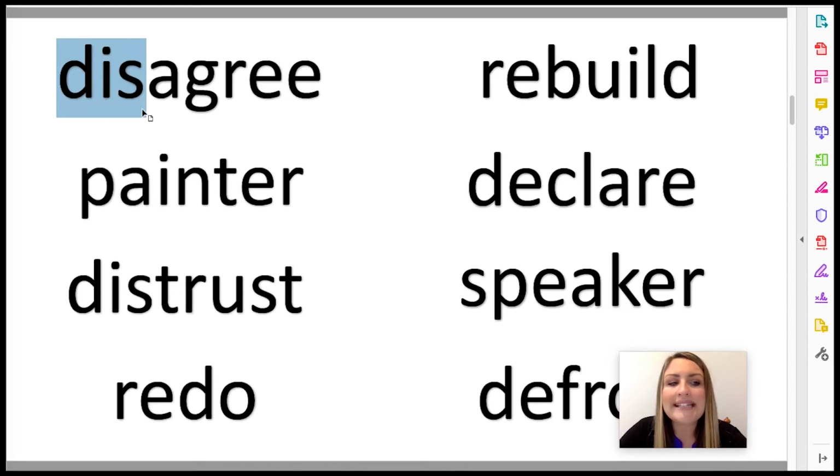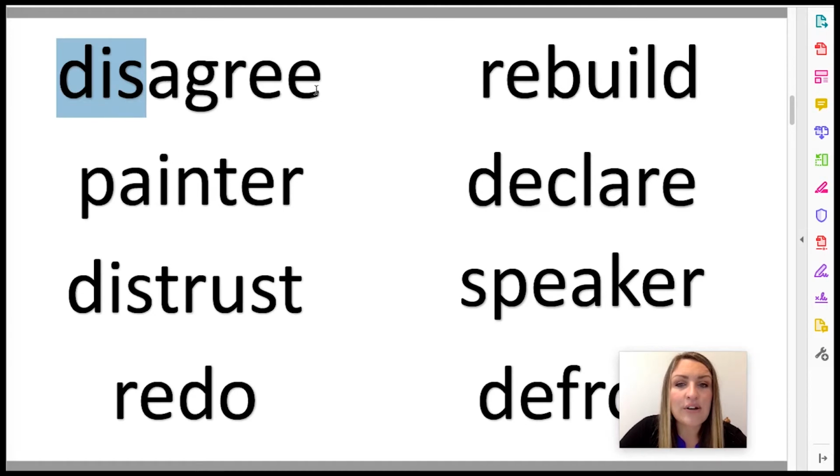Okay, what does dis mean? Yes, it means not or the opposite of. And what is our base word? Go ahead and underline it. Agree. Very good, boys and girls. And agree means to get along or have the same opinion. What does this word mean? Yes, it means to not have the same opinion.